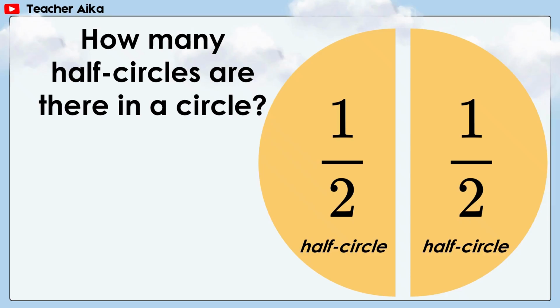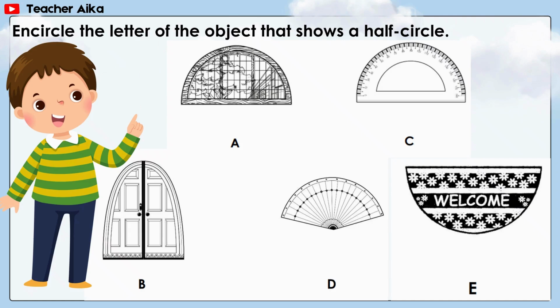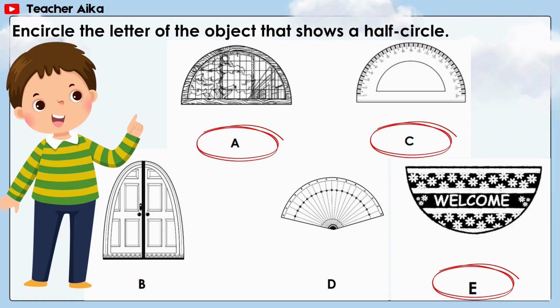How many half circles are there in a circle? There are 2 half circles in a circle. Let's have an activity. Encircle the letter of the object that shows a half circle. Let's answer. That's A, C, and E. Again, it's A, C, and E.